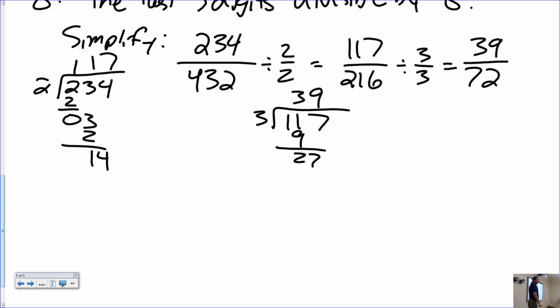Just like you should do the 2's twice, you should do the 3's twice, folks. What's 3 plus 9? 12. Divisible by 3. 7 plus 2? 9. Divisible by 3. Keep going. How many times does 3 go into 39? Hopefully you guys can do that one in your head. 13. And 3 goes into 72. If you don't know that one off the top of your head, that's 24.